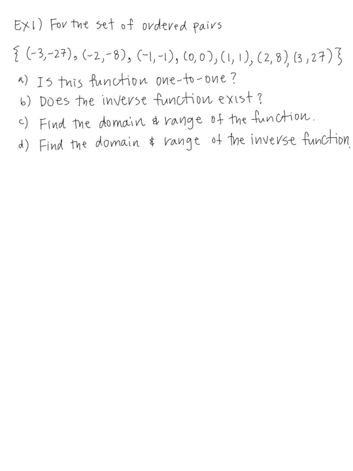Now, before we start doing something more complicated, let's start out with the good old ordered pairs. All right, so here, let's take it as example 1. For the set of ordered pairs, (-3, -27), (-2, -8), (-1, -1), (0, 0), (1, 1), (2, 8), (3, 27). So we have 4 questions here.